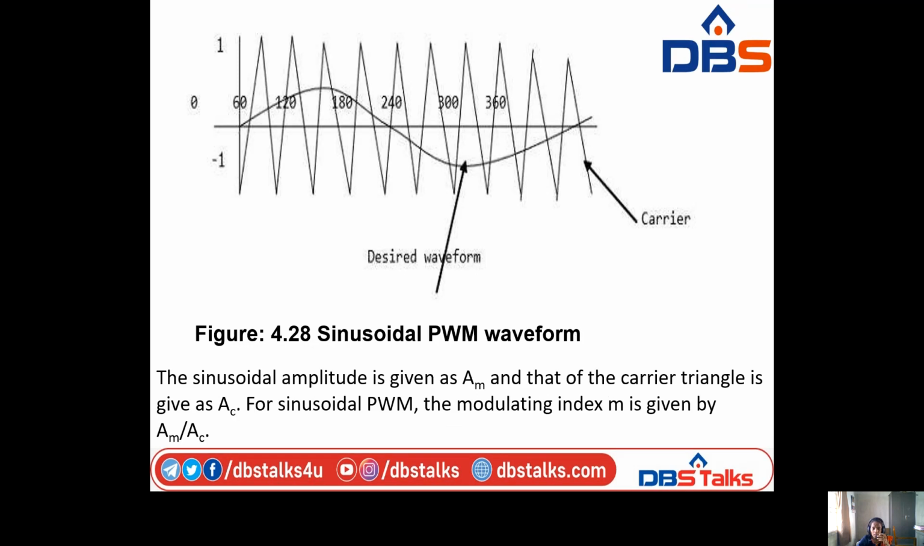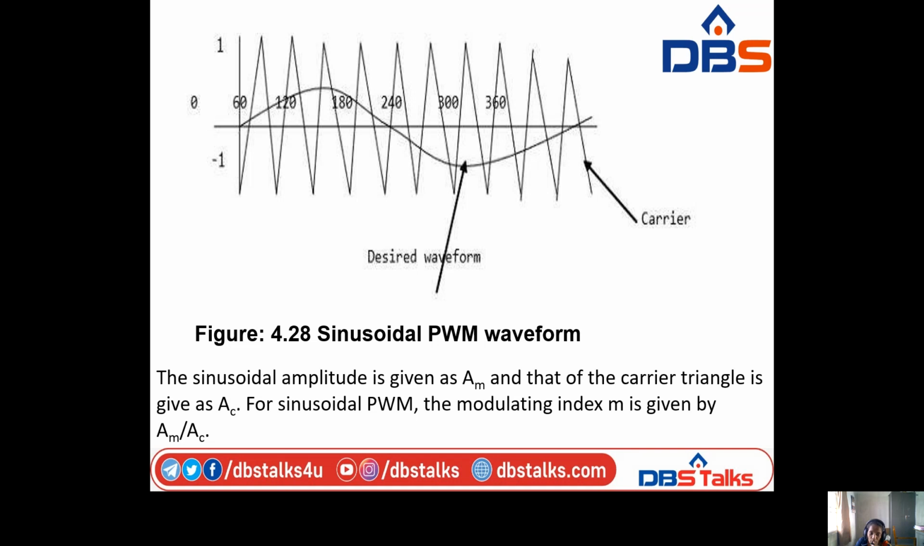So this is a sinusoidal PWM. It is obtained by comparing the desired waveform with a triangular waveform. This is the carrier triangular waveform, and this is the sinusoidal PWM waveform. By using the PWM technique, we have obtained this sinusoidal waveform.